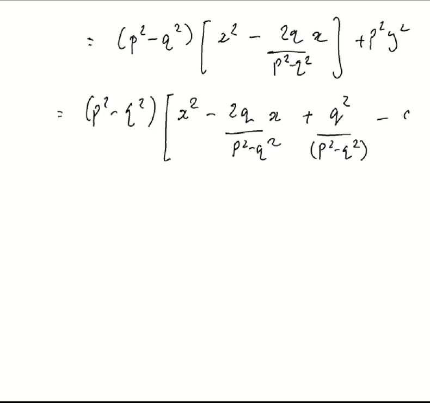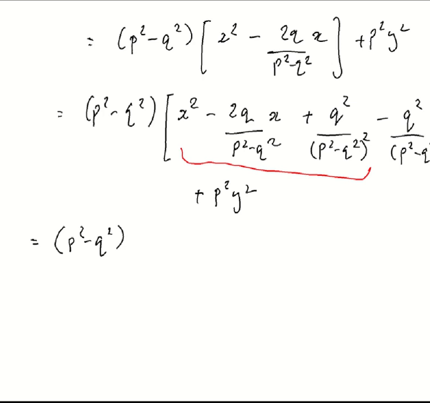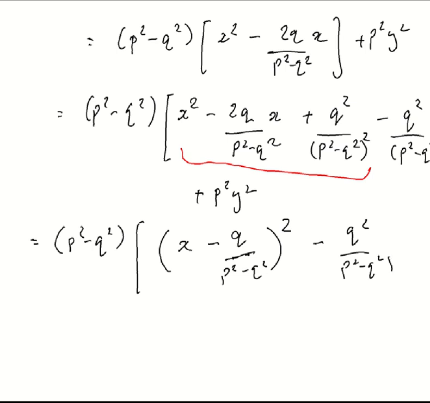But of course, that which I add in, I must take away again in order to preserve equality. And I've still got the p squared y squared. This here is my perfect square. That is x minus the something, which is q over p squared minus q squared. So that's that bit, and we've still got our q squared over p squared minus q squared, all squared, and we've still got our little y element here.